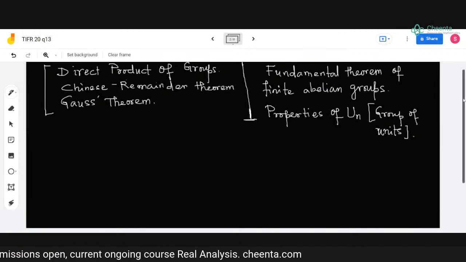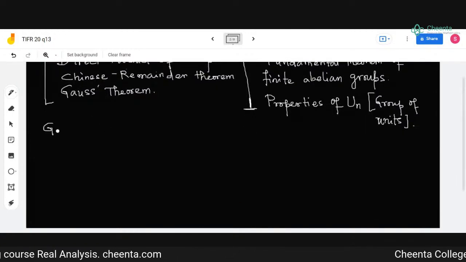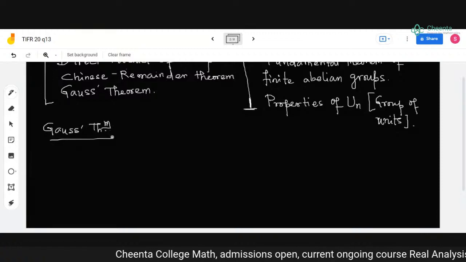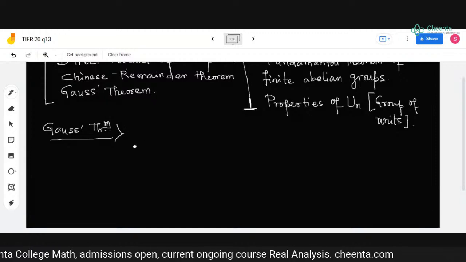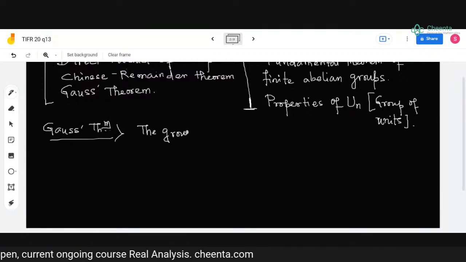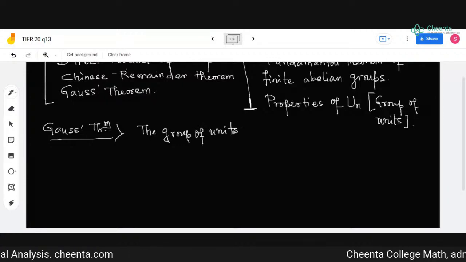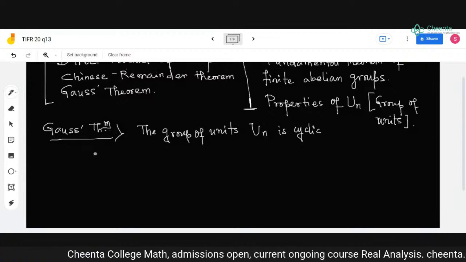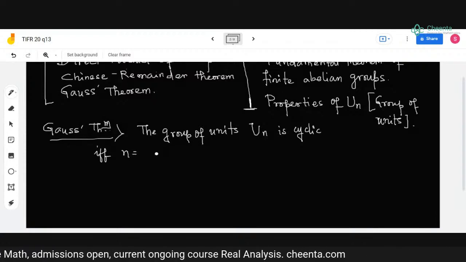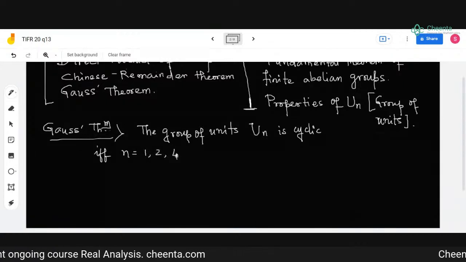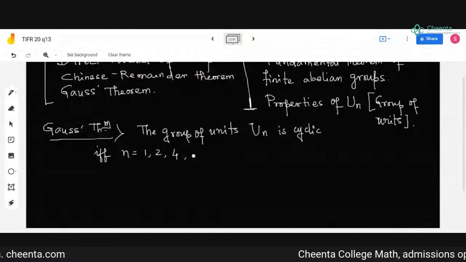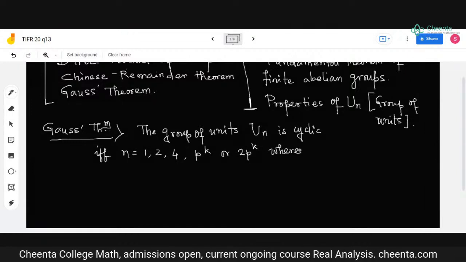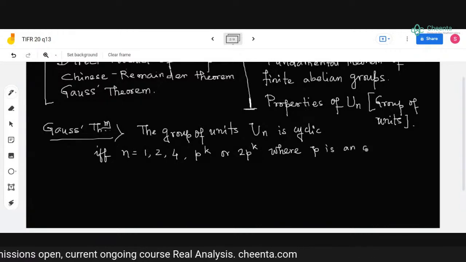Now Gauss's theorem tells us this. So it tells us that the group of units, that is U_n, is cyclic if and only if n is equal to 1, 2, 4, p to the power k or 2p to the power k, where p is an odd prime.